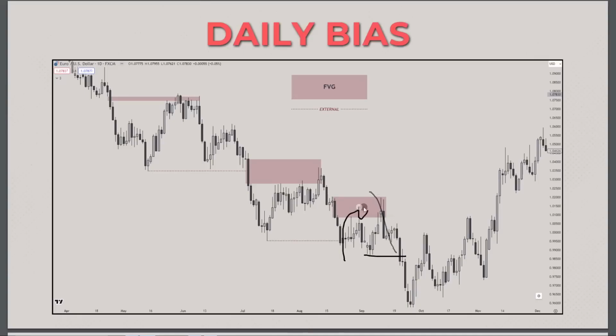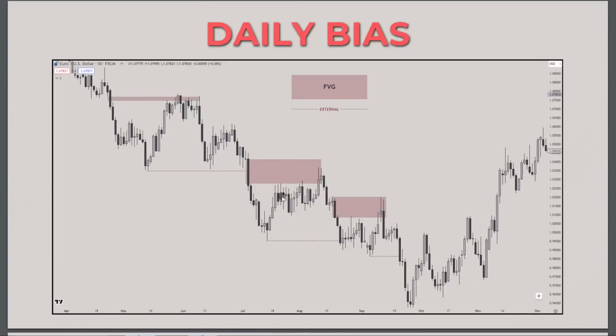My bias was going up here, my bias is going lower here. And as I said, it repeats over and over. It's always the same. So this is external and fair value gap is internal. You see, internal coming to external, internal coming to external. It's always the same cycle over and over.